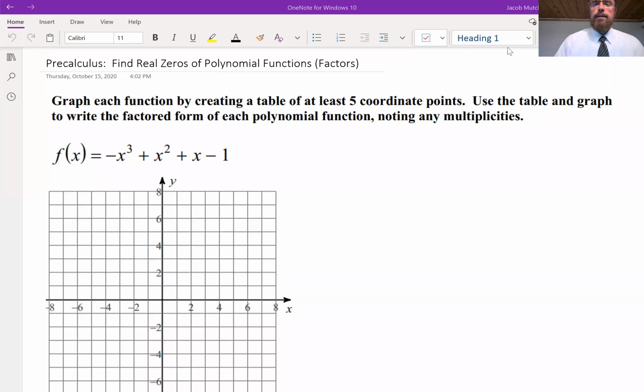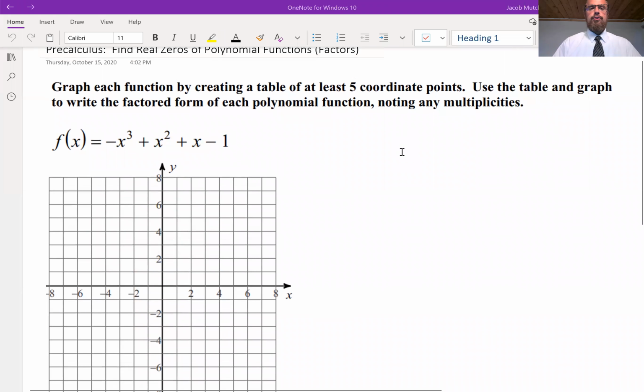Welcome to Pre-Calculus. Today we will investigate finding real zeros of polynomial functions, focusing on the connection between zeros or x-intercepts of a graph and linear factors of a function's equation. We'll take a look at one example.